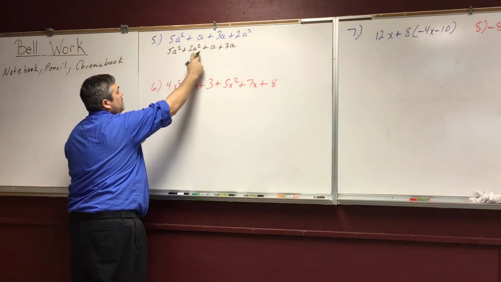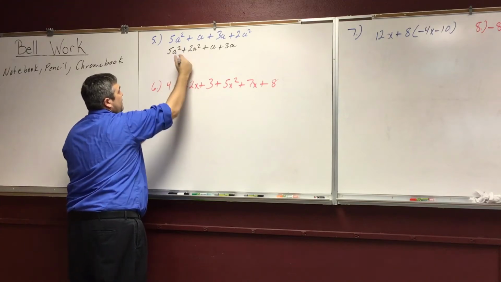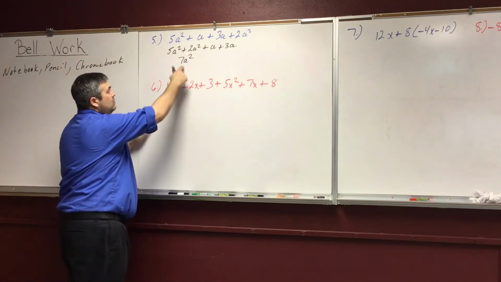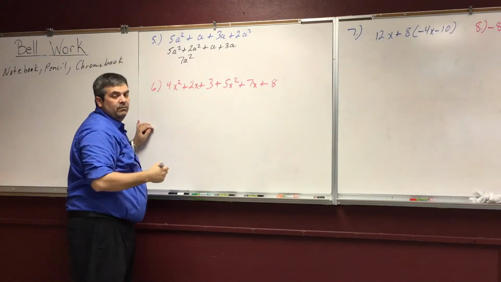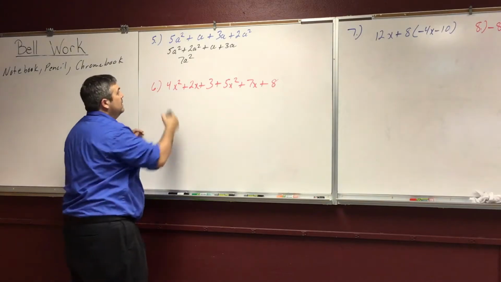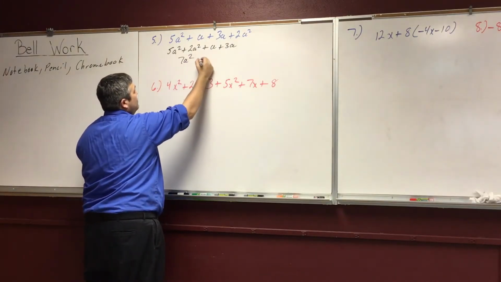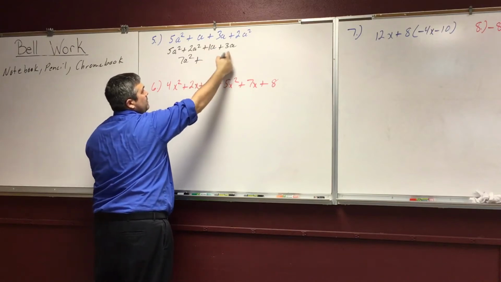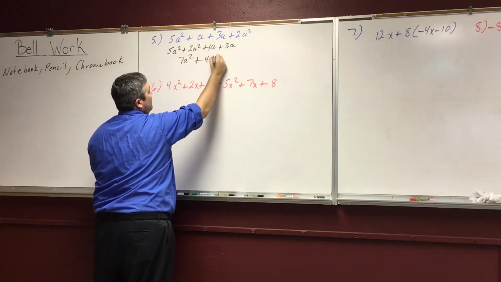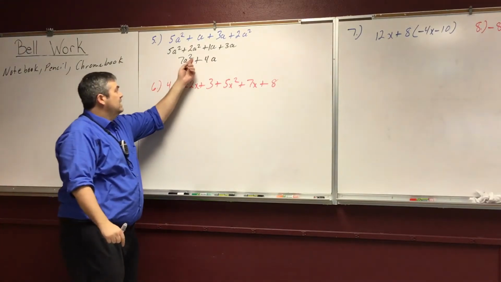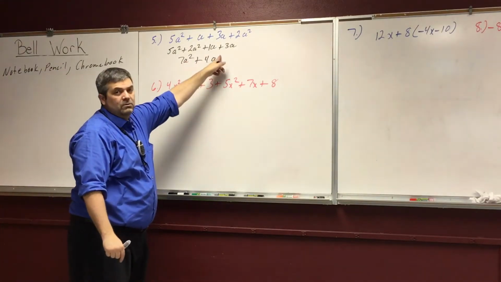5a squared plus 2a squared. 5, 6, 7. 7a squared. Notice I really don't do much with the variable. I'm just combining the coefficients, the numbers in front of the variables. 7a squared plus, what's in front of that? A 1. 1 plus 3, 4a. And I cannot combine those because this is a to the second power and this is a to the first.